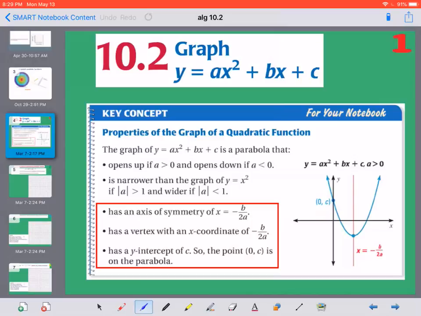Good morning, everyone. Today we're doing 10.2. Today we're graphing. This time we're going to graph ax squared plus bx plus c.